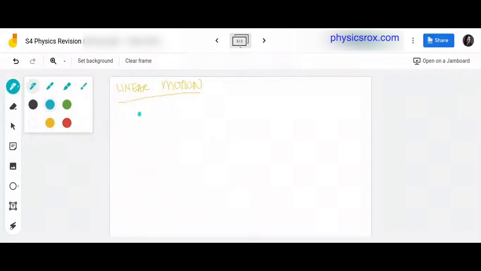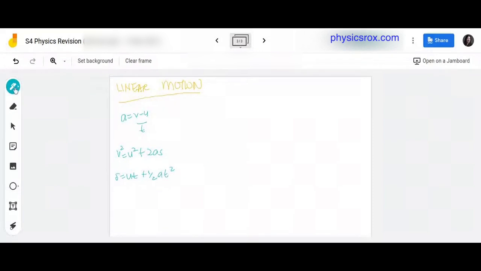So the linear motion equations are a equals v minus u over t, v squared equals u squared plus 2as, s equals ut plus half at squared. No need to memorize. If you want to memorize, you're being a fool, because teacher already said no need to memorize. So use up your brain space for other more important stuff, okay? So don't memorize, all right?